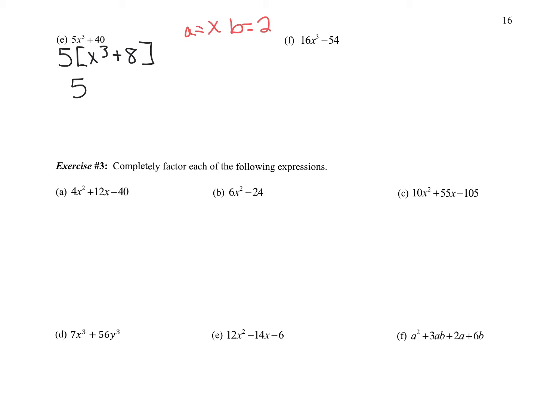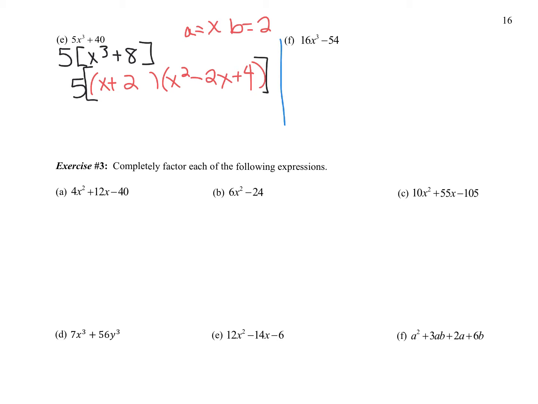So from here, my formula for the sum of perfect cubes is A plus B, so that's x plus 2. A squared is x squared, minus AB, so minus 2x, plus B squared is plus 4. Okay? So this is just me factoring what was in brackets. You can throw out the brackets, though, after you write that.